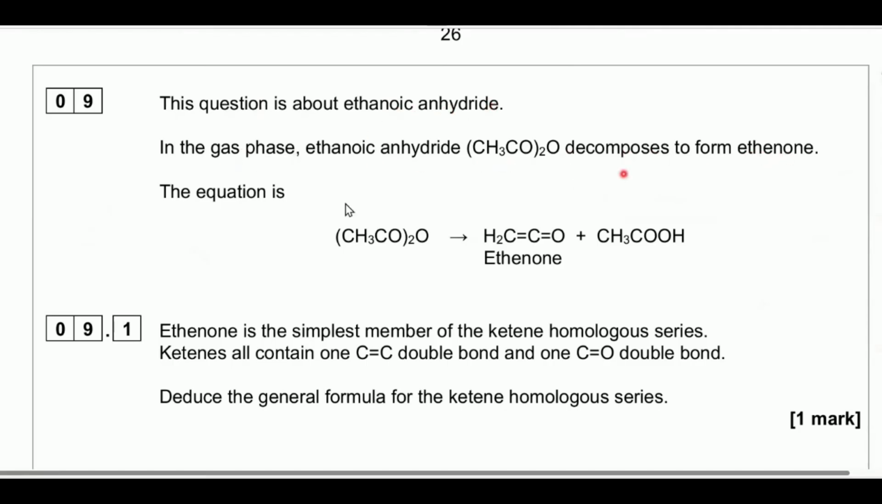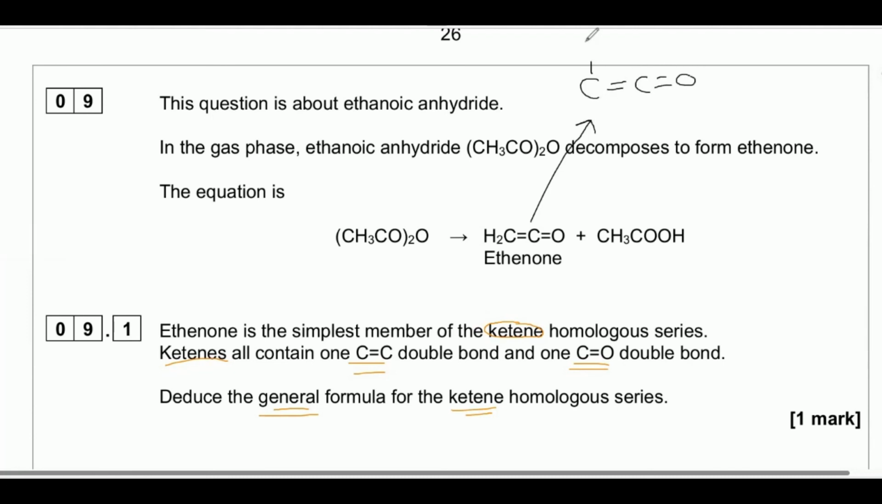This is question 9 of the 2023 paper 2 for AQA chemistry. The question is about ethanoic anhydride. In the gas phase, ethanoic anhydride, (CH3CO)2O, decomposes to form ethenone. The equation is (CH3CO)2O goes to ethenone and ethanoic acid. Ethenone is the simplest member of the ketene homologous series. Ketenes all contain one carbon-carbon double bond and one carbonyl bond.